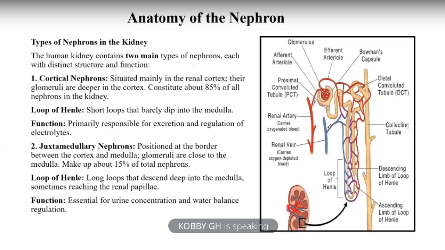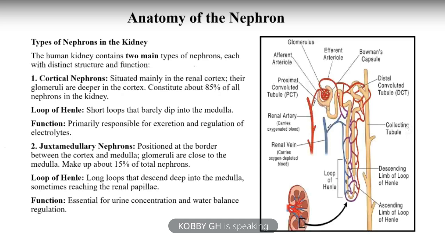Okay, so cortical nephrons are the most common types of nephrons. One thing you have to note is that the most common type of nephron in the kidney is the cortical nephron. In fact, cortical nephrons make up approximately 85% of all nephrons in the kidney.